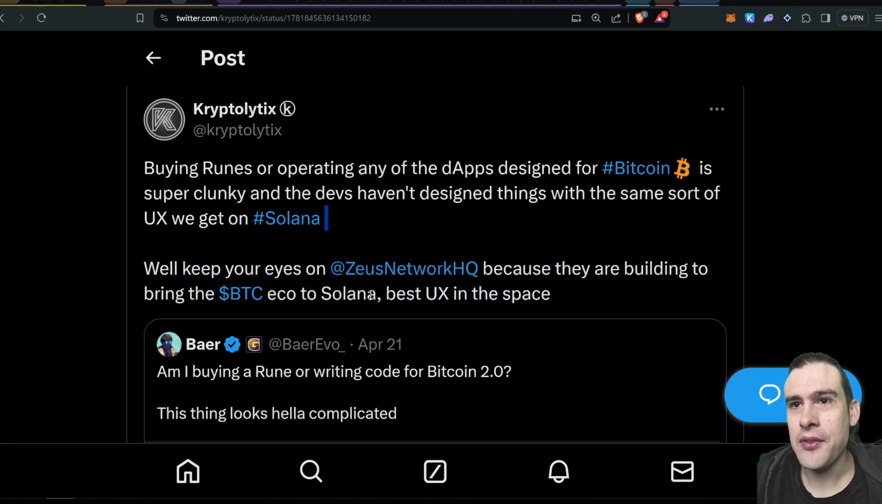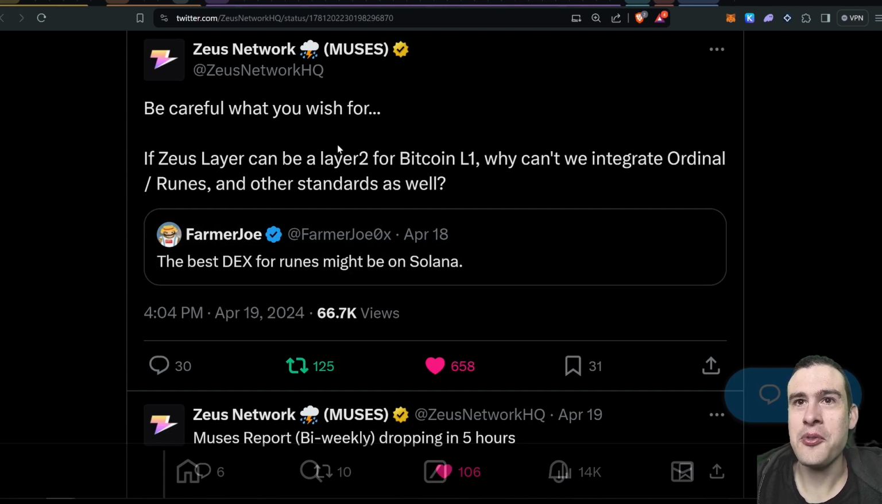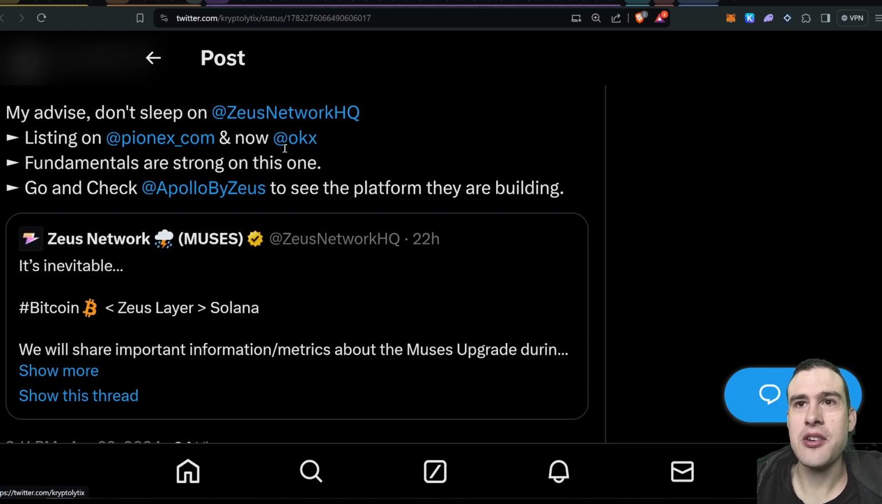So we'll definitely have to keep our eyes on these guys and see what they build, because both Solana and Bitcoin are strong narratives in this cycle. So having the two combined, super bullish. And they even state here, so be careful what you wish for. If Zeus layer can be a layer 2 for Bitcoin L1, why can't we integrate ordinals or runes and other standards as well? Also, Zeus has listed on Pionex and OKX now, and the fundamentals are super strong. And if you want, as I covered in my last Solana video, go and check Apollo by Zeus, which is the platform they're currently building.